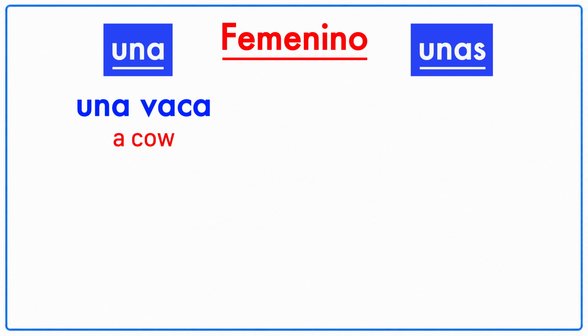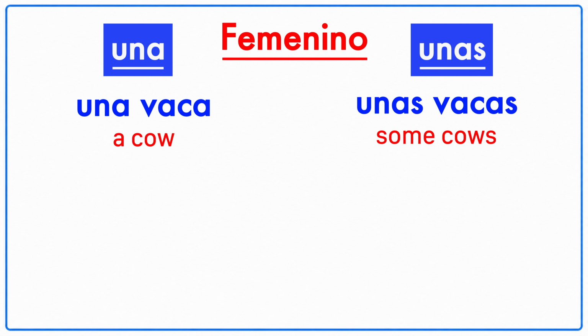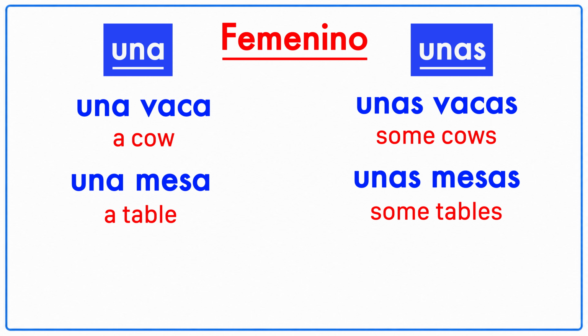For example, una vaca. Una vaca, a cow. Unas vacas. Unas vacas, some cows. Una mesa. Una mesa, a table. Unas mesas.